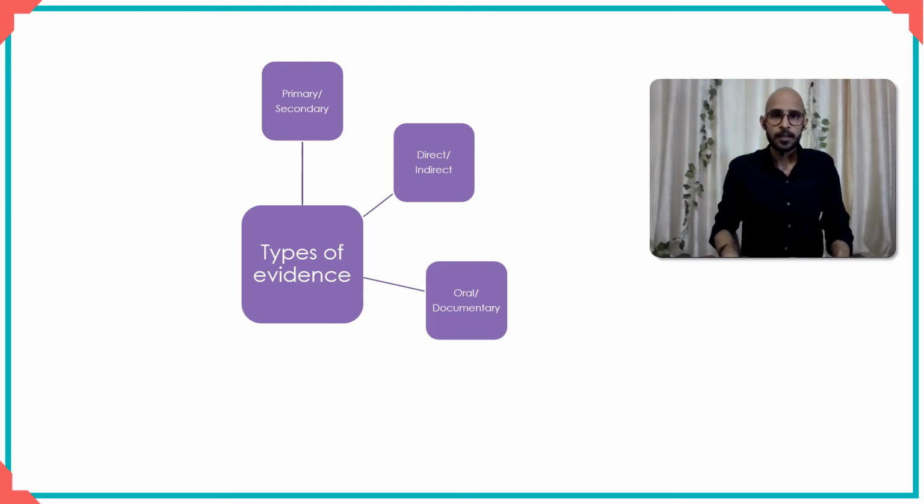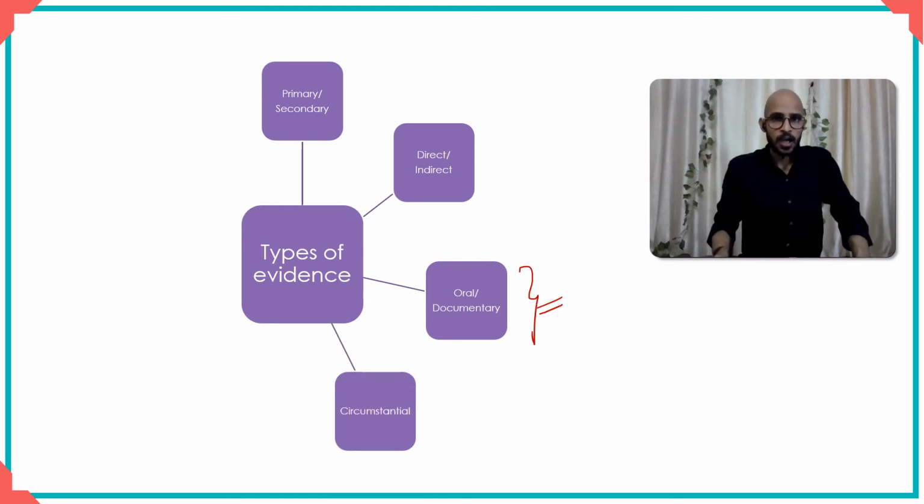Don't worry. We've already seen the categories of oral and documentary, so I'll not talk about them any further. These are the statutory categories. So of course we know what oral and what documentary is. Moving ahead, I was talking about circumstantial evidence.